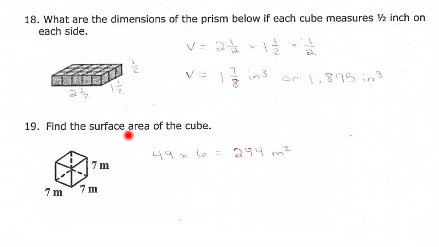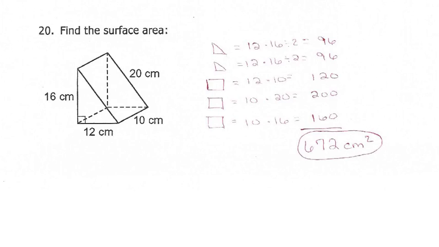Number 19, find the surface area of the cube. Here's the cube, every side is the same. So 7 times 7 is 49. 49 times 6 sides would give you 294 square meters. And for number 20, find the surface area of this triangular prism. So the triangular prism has 5 sides. It has 2 triangles, 3 rectangles. You calculate the area of each side, you add them all together, and so the surface area is 672 square centimeters.